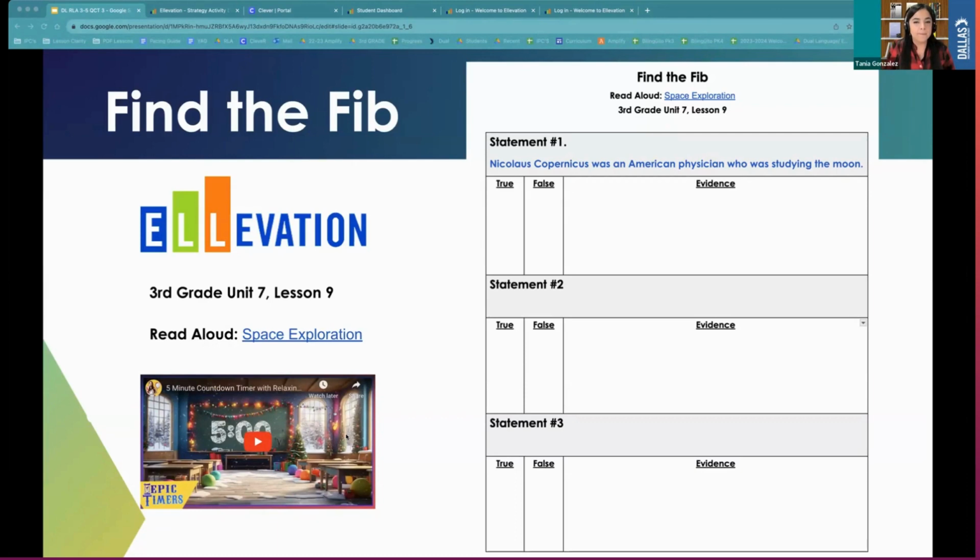Okay. So the statement number 1, after you had time to explore these read aloud, 3rd grade read aloud, the statement number 1 that students would have to read and answer if it's true or false is Nicholas Copernicus was an American physician who was studying the moon.